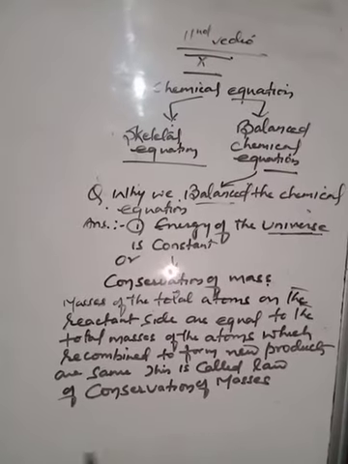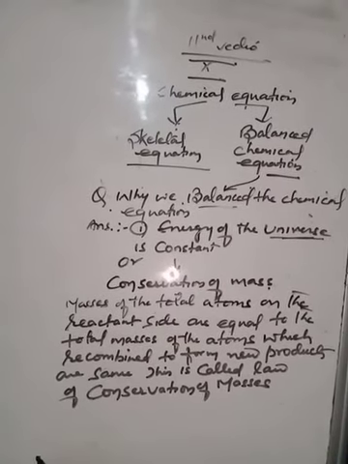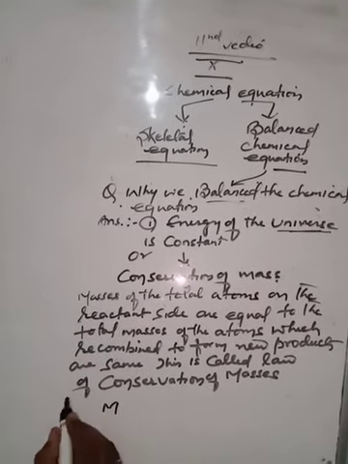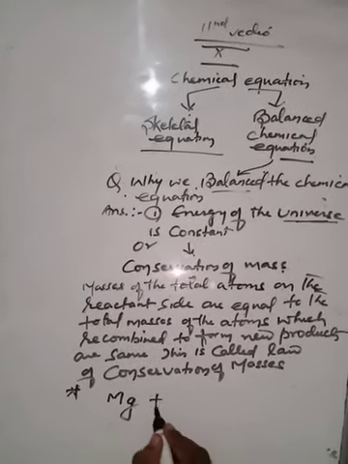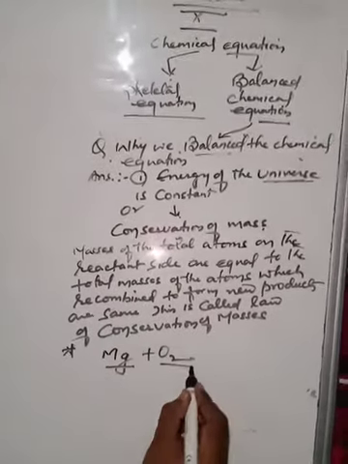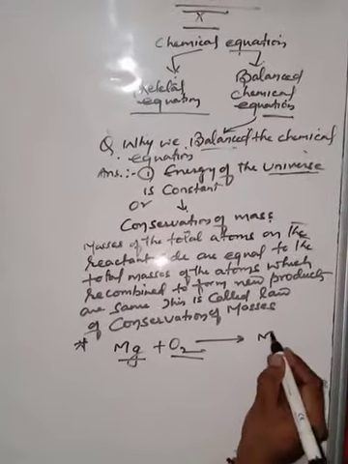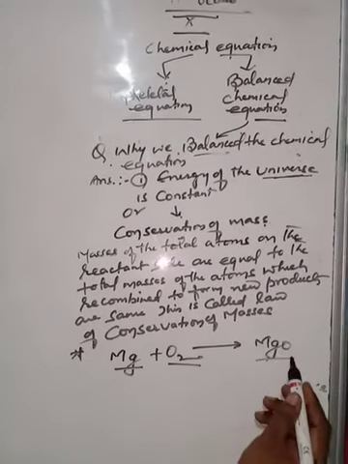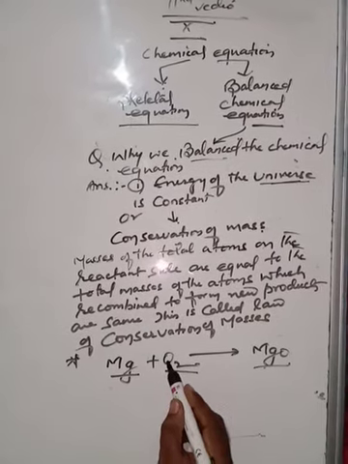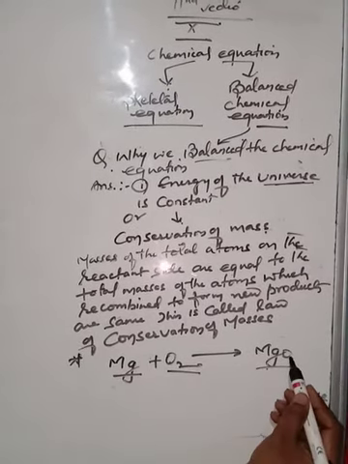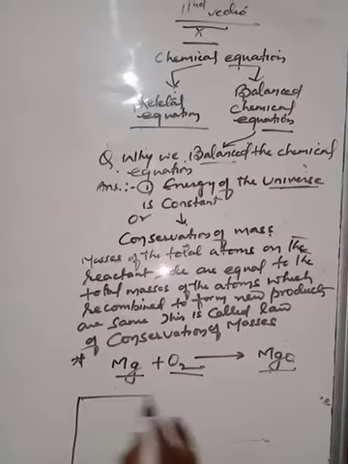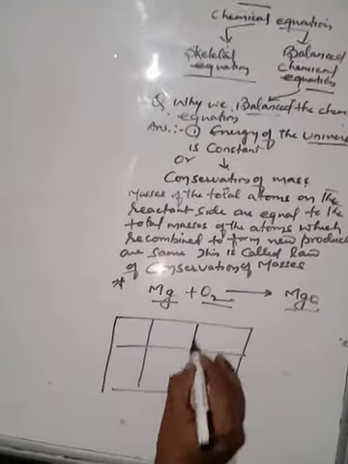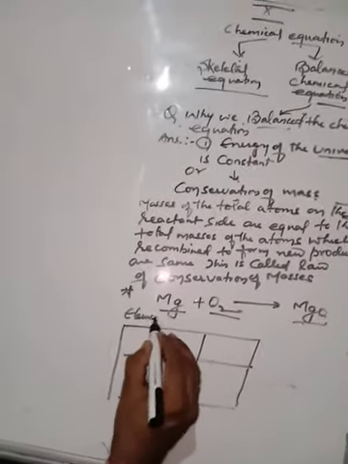Now the question comes: writing this is very easy, but how are we going to balance the chemical equation? For an easy example, I consider Mg plus O2, which is the stable form, forming the product MgO. Here we have 2 atoms of oxygen on one side and 1 atom of oxygen on the other. So what we have to do is make a box. Here we write the elements and atoms.